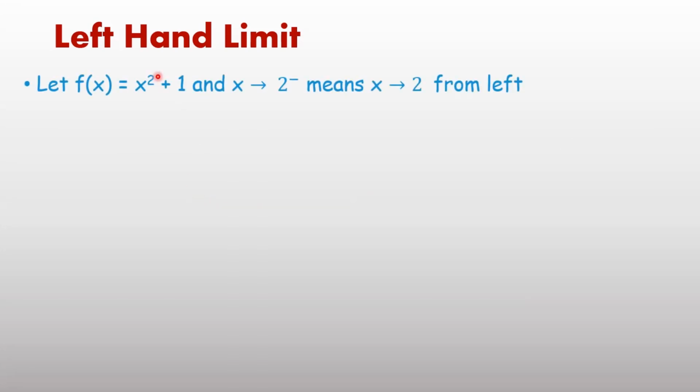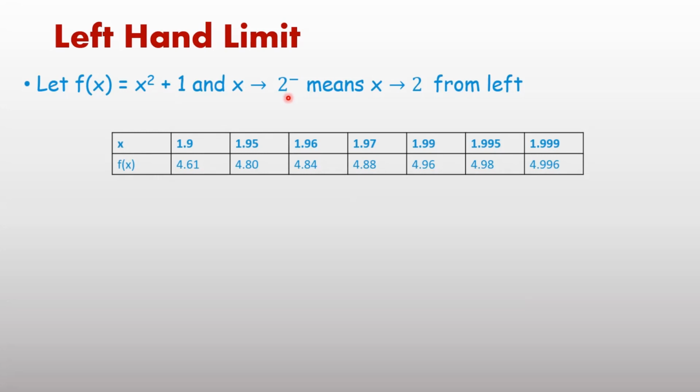In limits, first you should know the left hand limit. For example, if a function f(x) is given as x squared plus 1 and x tends to 2 minus, 2 minus means the value of x is something less than 2 but nearest to 2, which means x tends to 2 from left. For different values of x we can find different values of f(x). For x equal to 1.9, f(x) we can calculate as 4.61.